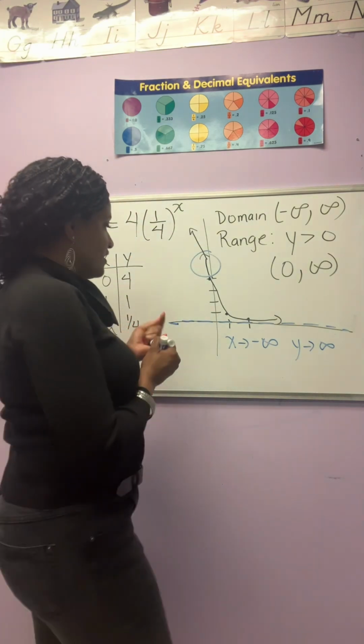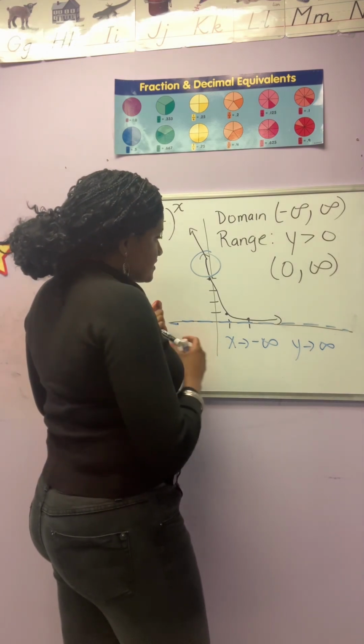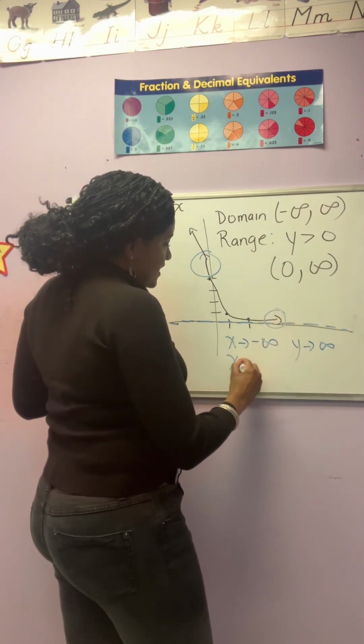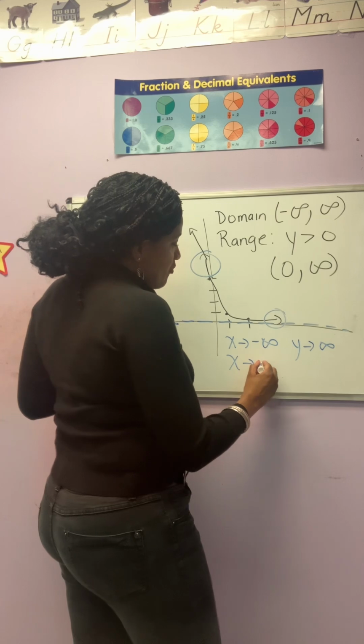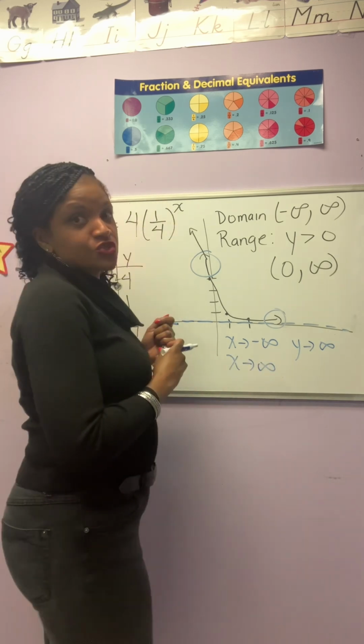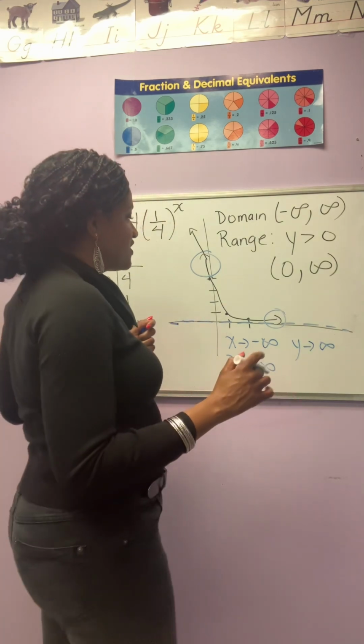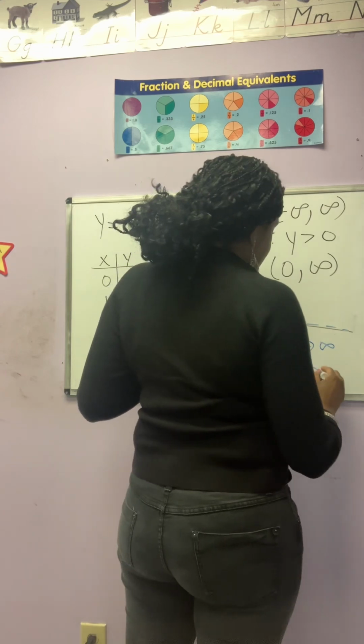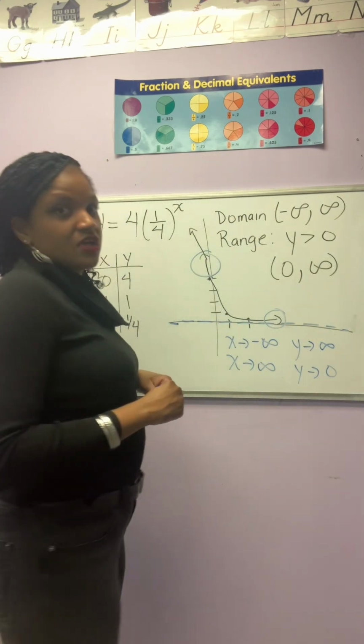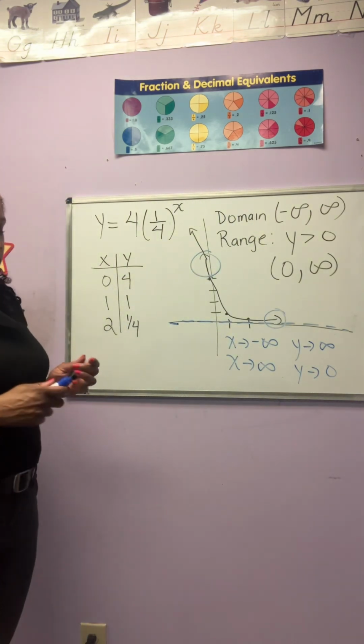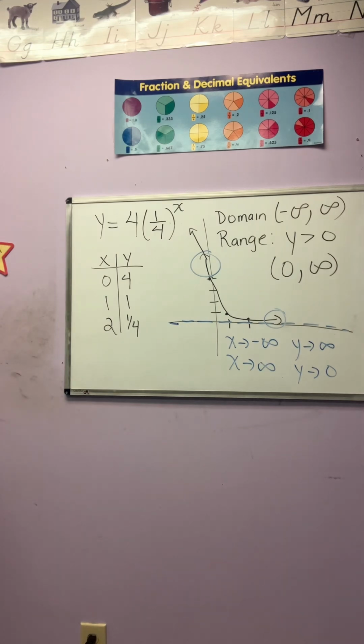And then on this side, as x reaches positive infinity, because there's no restriction on our x, so x can go to positive infinity, y is reaching 0. But y will not cross that 0. It's just getting ever closer to 0, but it's not going to cross.